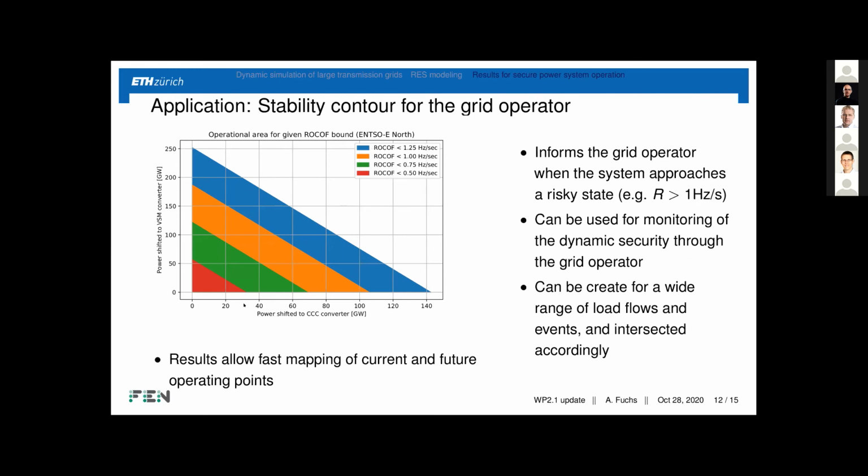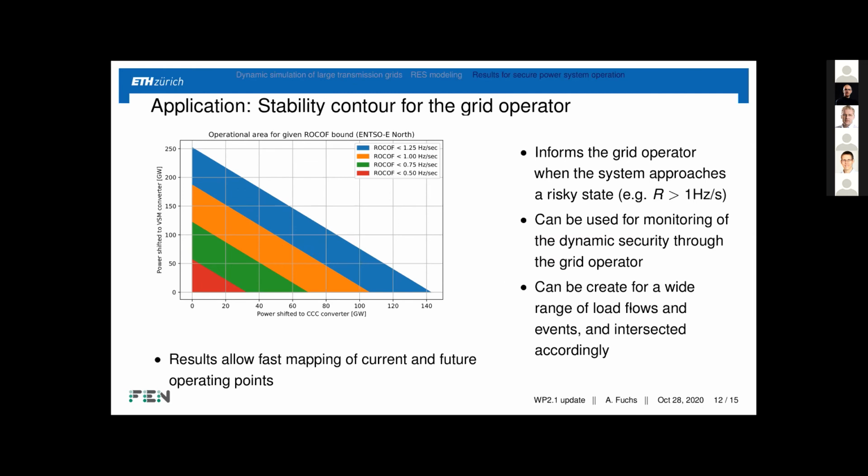So here you see the power balance in the system, and after the system split you see how the Rocof would change if you shift power to CCC converters, so PB converters, and if some of the power is also shifted to VSM converters. For a Rocof limit, let's say the green line of 0.75 hertz per second, you could shift about 70 gigawatts from the synchronous machines in the southwest to CCC converters. Or you could shift more than that, 125 gigawatts, to converters with VSM support. In both cases, however, we have updated the results received from the simulation with the impedance model based on this Rocof premium, because the impedance model is too optimistic.